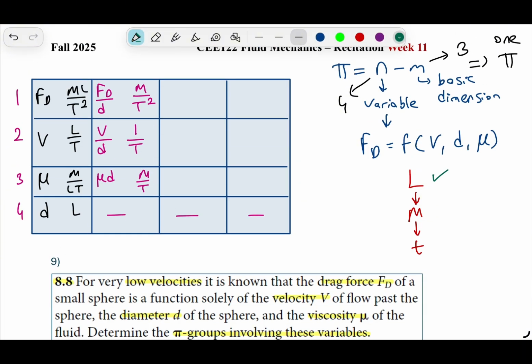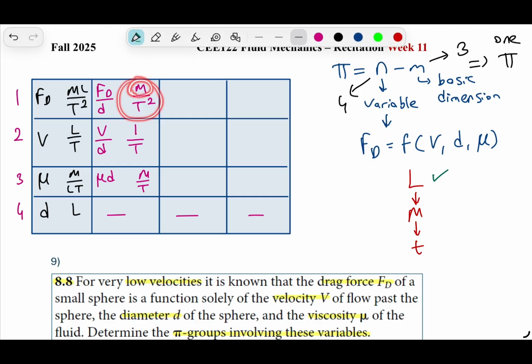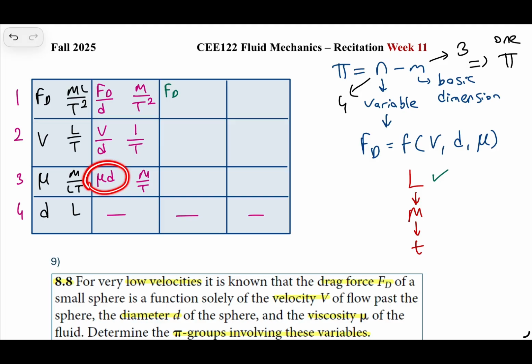So we are done with L. In the next step, if there is a mass in these variables, then we will need to eliminate mass. To eliminate that, you can see we have M here and we have another M here. So we can use this variable so that it will be cancelled out, and we can also get rid of the M here. So let me do that. We have F_D and we need to divide it by dynamic viscosity times diameter.